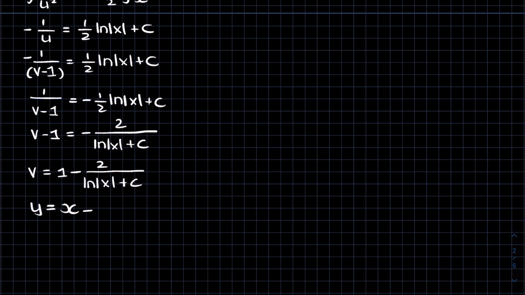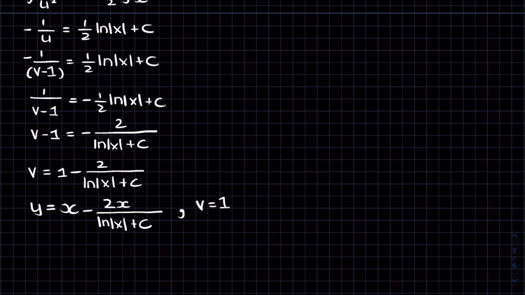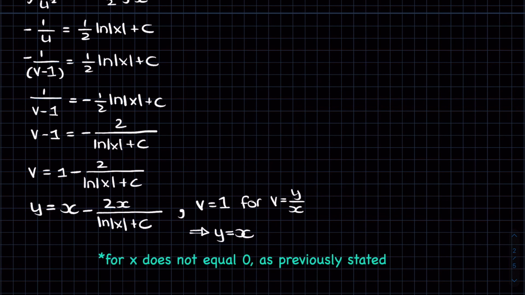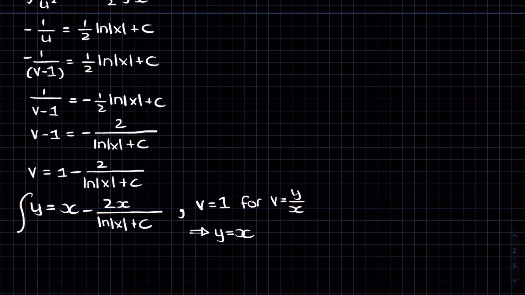So x minus 2x over logarithm of x plus c, and that's our solution. Now remember that v equals 1 is also a solution, so we'll also say v equals 1. So if v equals 1 for v equals y over x, then this just implies that y must equal x if v is 1. So we have our solution here, and we also have the y equals x case is also a solution.